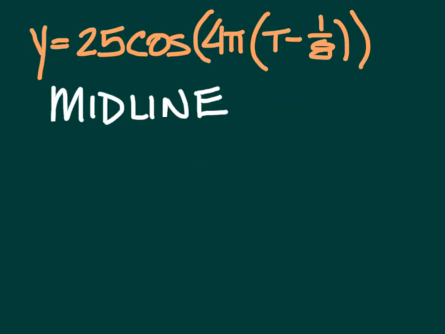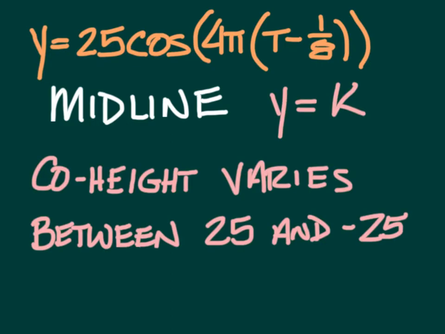The midline. What is the midline of a trig graph? Does anybody remember? So it's y equals k, and k out here is just plus k, there's no number there, so it's 0. And if it's 0, that means it is the x-axis. So the coheight varies between 25 and negative 25.